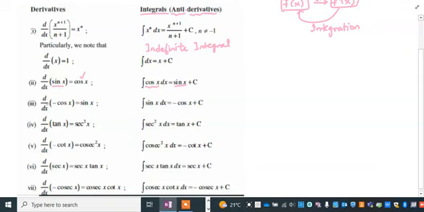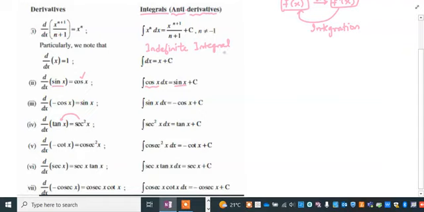Okay, similarly we know that the derivative of cosine x is minus sine x, so we can move the minus sign to the left side. This gives you integration of sine x dx as minus cosine x. Remember here the sign gets changed. Similarly, as the derivative of tan x is secant square x, the integration of secant square x is nothing but tan x. Okay, and in this way we have all the formulas.